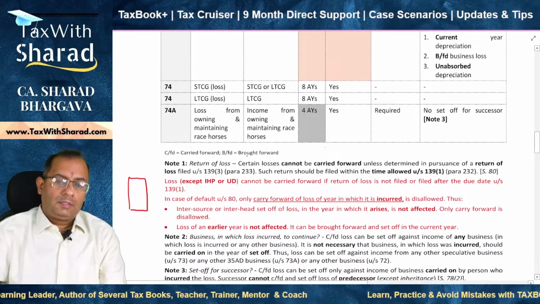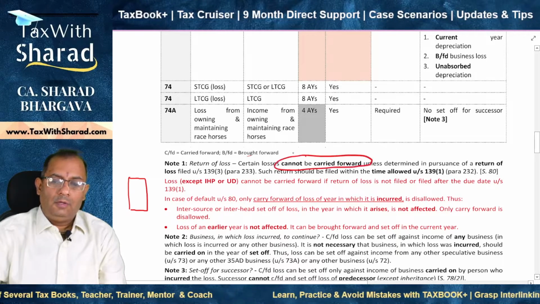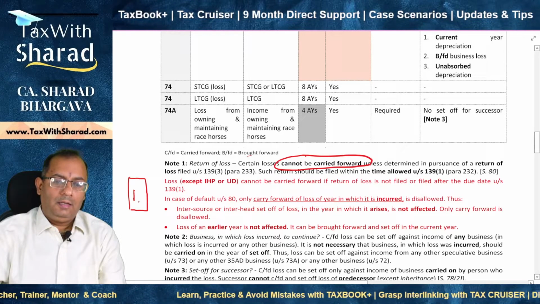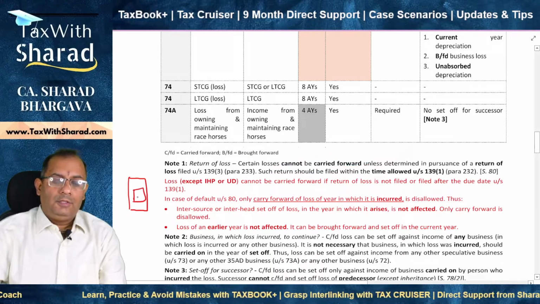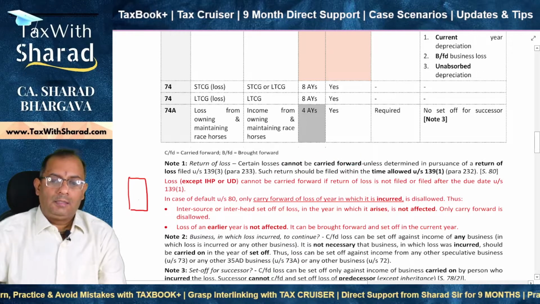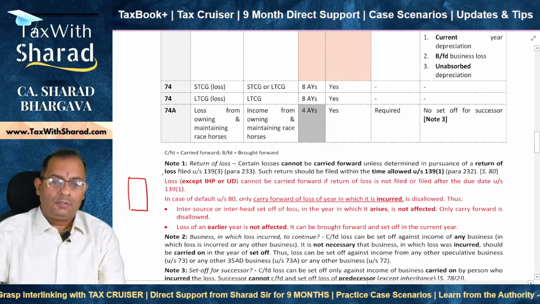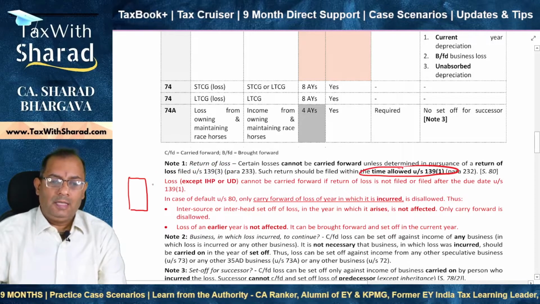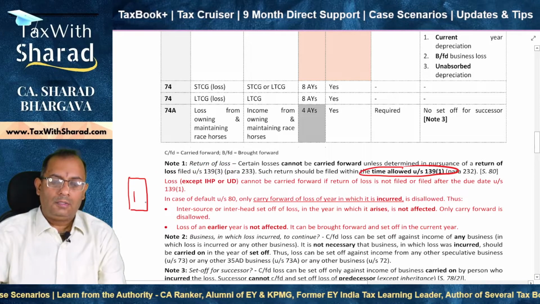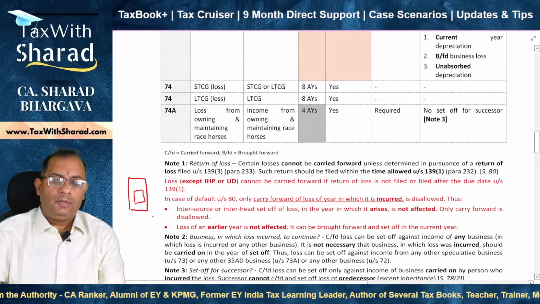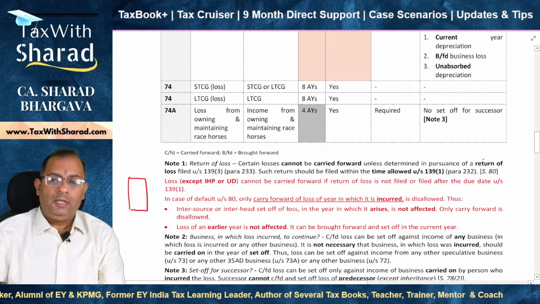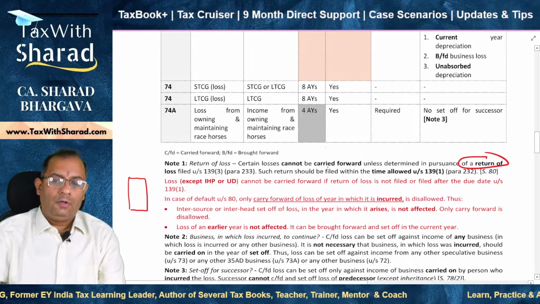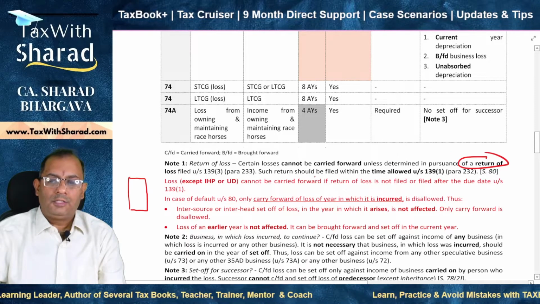that certain losses cannot be carried forward. That means if you have incurred a loss in the current year, then you cannot carry forward this loss to the subsequent year unless such loss is determined in presence of a return of loss filed under section 139(3), and such return should be filed within the time allowed under section 139(1). That means if in the current year you have incurred a loss, and if it remains unabsorbed and you want to carry it forward to the subsequent year, then for that you need to file a return of loss within the due date under section 139(1).